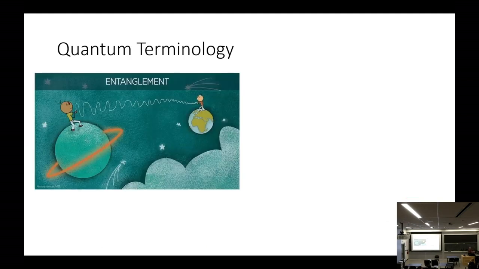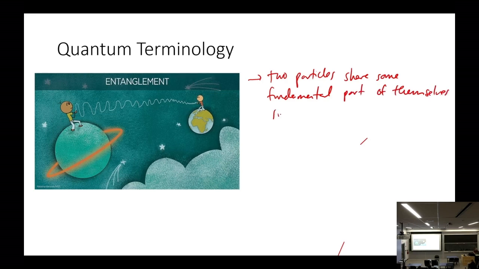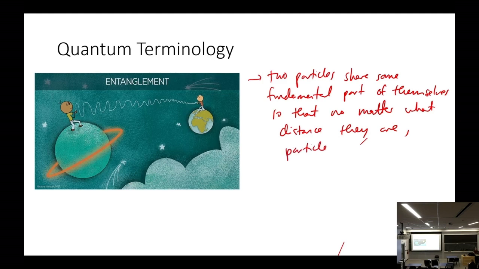The last, maybe most weird, big buzzword in all of this is entanglement. And so that's this sort of quantum marriage between qubits. Somebody want to explain how they think about entanglement? So two particles share some fundamental part of themselves so that no matter what distance they are from one another, particle 1 influences what particle 2 is doing. So imagine you have an ion, this trapped ion acting as a qubit, and it's in a superposition of 0 and 1, and I entangle it with a second ion that's also in a superposition of 0 and 1. The two entangled ions are going to maintain this special relationship even if they're separated by a really large distance from one another.